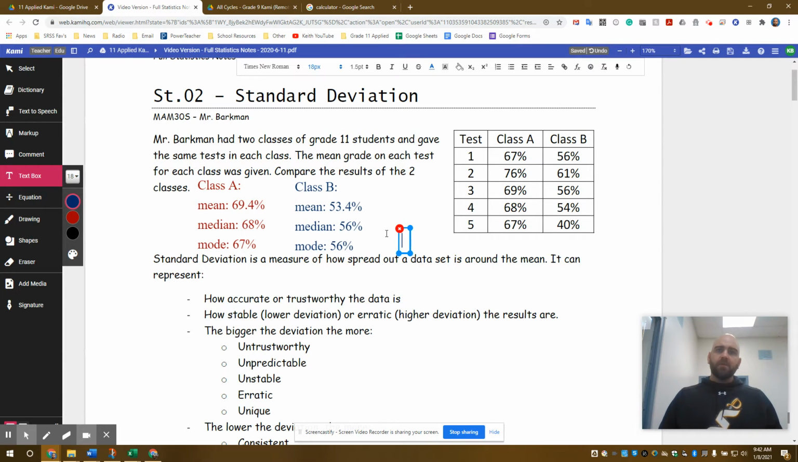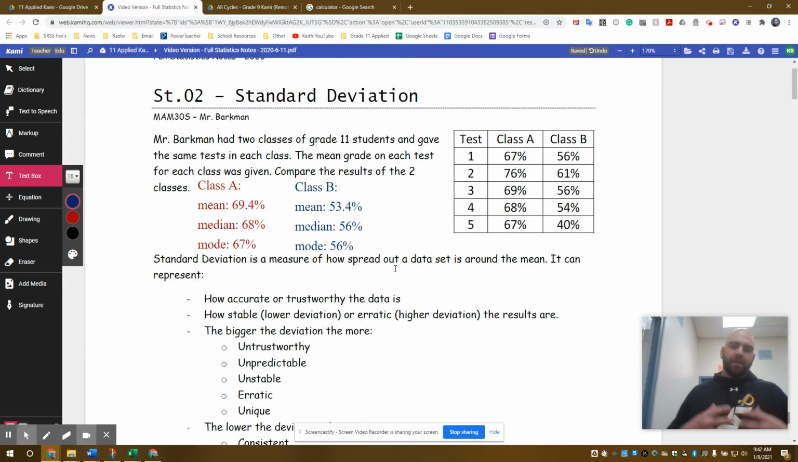Now, standard deviation is how consistent, or how spread out, the data is around the mean. So how close to normal do we have? If you take a look at class A, they have that 76% there, but everything else is like 67 to 69. That's pretty close. In class B, you'll notice that there's that 40, which is kind of an abnormality, so to speak. The rest of them, we have 3 of them in the 50s, but then we have one in the 60s, a little bit more spread out.